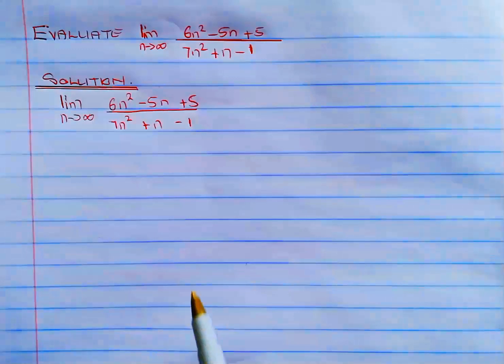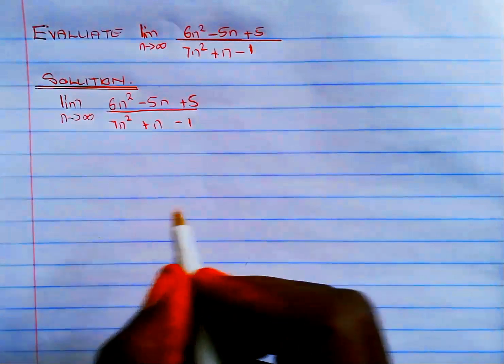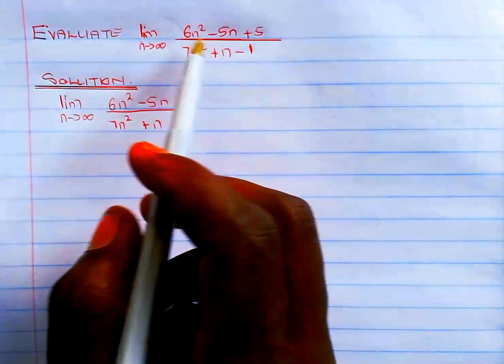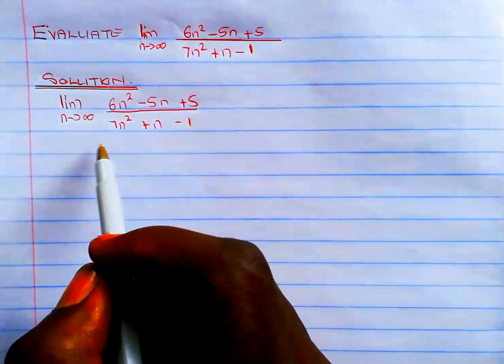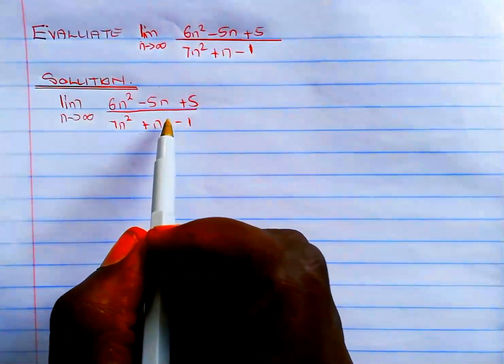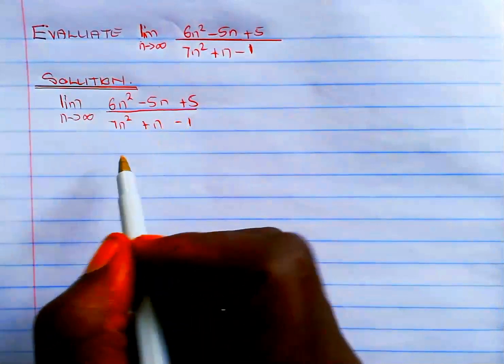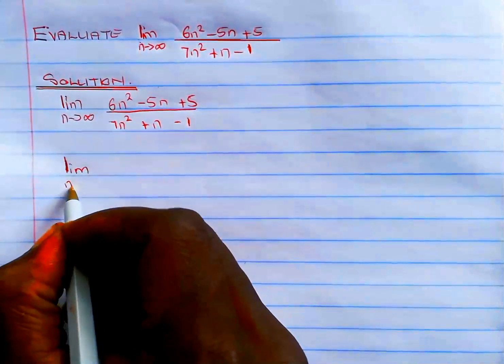We want to evaluate the limit as n approaches infinity of (6n squared minus 5n plus 5) all over (7n squared plus n minus 1). So we're going to use the method of factoring out. We factor out the variable with the highest power, and in this case we are going to factor out n squared, and if we do so we get the limit as n approaches infinity.